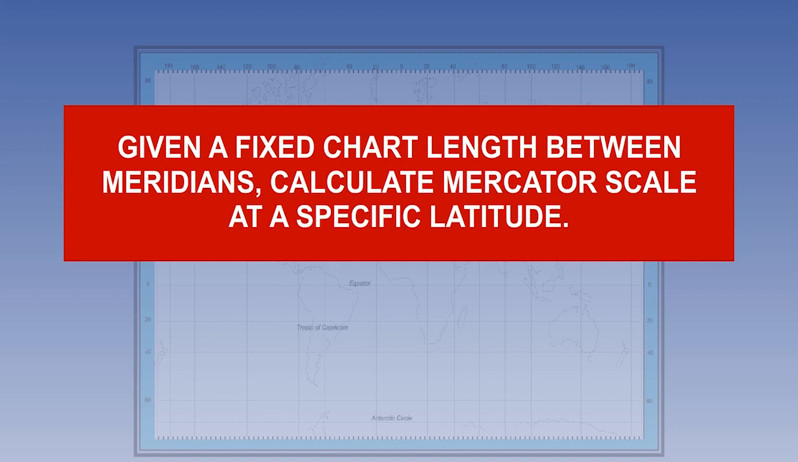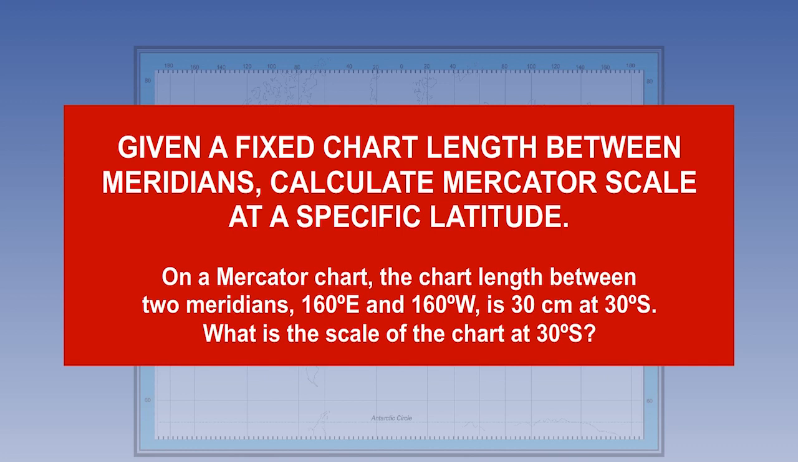The last type of problem is, given a fixed chart length between meridians, calculate Mercator scale at a specific latitude. Again, let us look at a worked example. On a Mercator chart, the chart length between two meridians, 160 east and 160 west, is 30 centimeters at 30 south. What is the scale of the chart at 30 south?